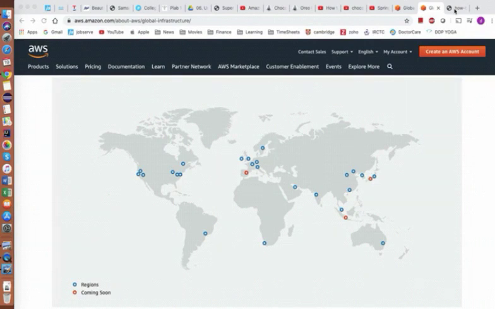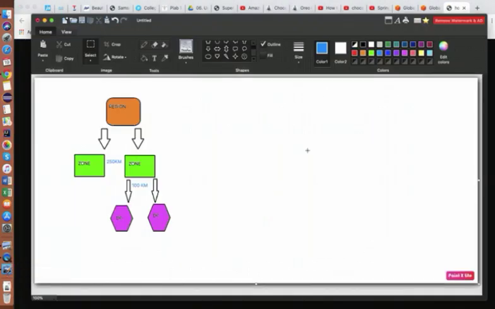Let me show you something. If you look at this, a region has 2 or more zones, and a zone has 2 or more data centers. You can also notice 2 other things in this picture, 250 kilometers and 100 kilometers. So what are they? Amazon has a rule that each zone should be physically separated by at least 250 kilometers, and each data center within a zone should be physically separated by at least 100 kilometers.